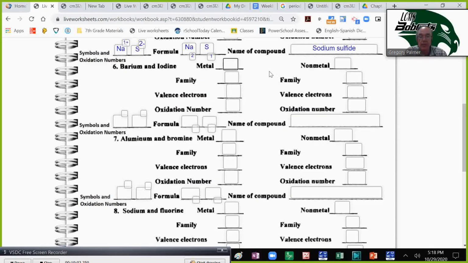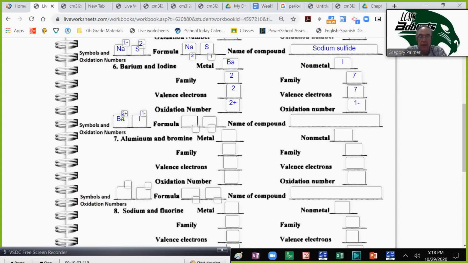So barium symbol is Ba, and it's in family 2, and so it has 2 valence electrons. Families 1, 2, and 3, the oxidation number is the same as the family number. Iodine symbol was I. It's in family 7, 7 valence electrons, and its oxidation number is going to be 1 negative. So when we come up with the formula, we're going to take the symbol, and we're going to write its oxidation number 2 plus, and we're going to write iodine, and its oxidation number is 1 negative.